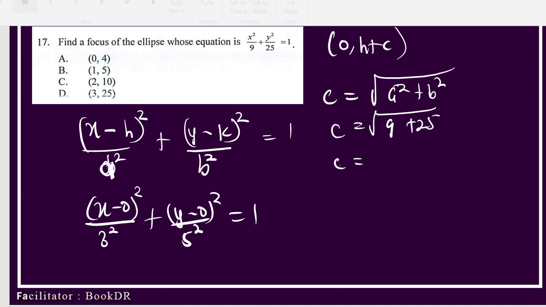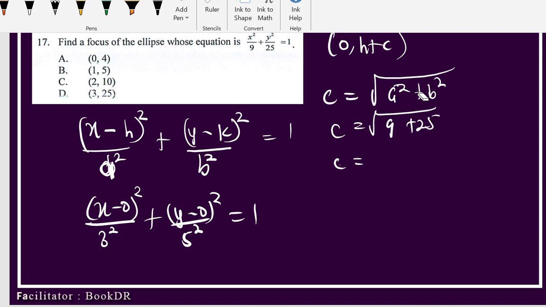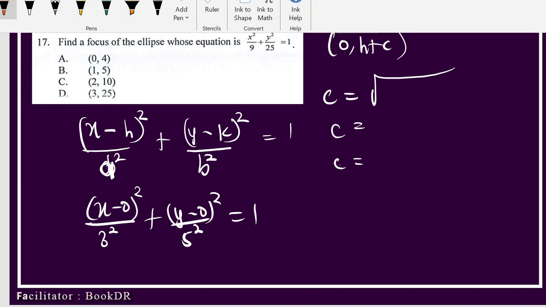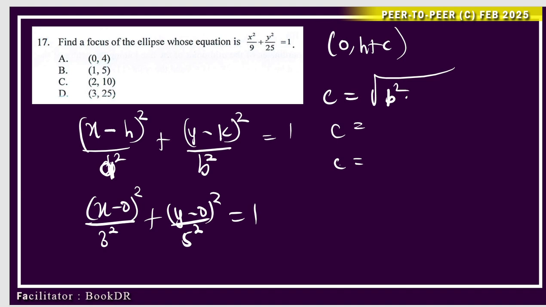So let's clear that. It's b squared minus a squared. In fact, whichever is bigger. So the bigger one always. So if a was bigger, we would have made it a squared minus b squared. So b squared minus a squared in this scenario. So 25 minus 9, and that'll give us 16.